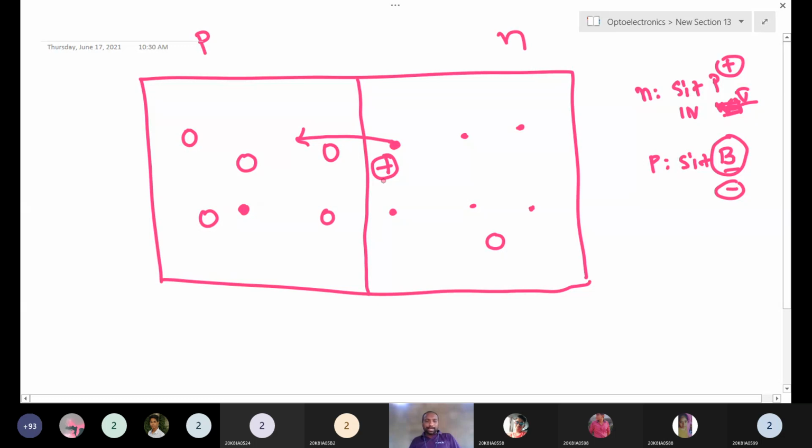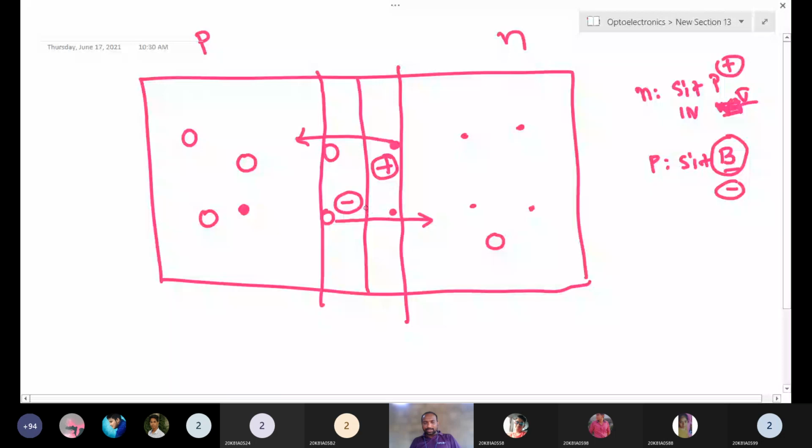Similarly, when the hole density is higher, holes diffuse towards the n-type semiconductor. Once they diffuse, they leave a negative acceptor density. They leave the acceptor atoms. You remember that. So this is what we call the space charge region or depletion region. Because of these positive and negative charges, there is an internal electric field. So this is a simple p-n junction without connecting any battery or any potential.